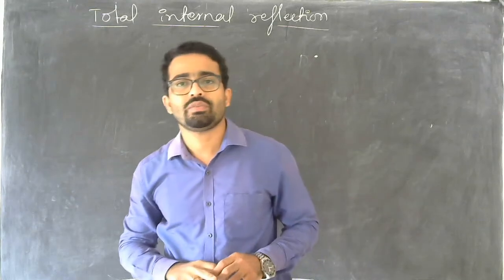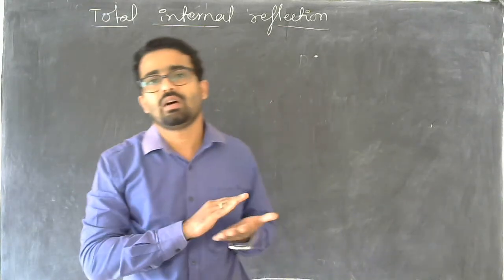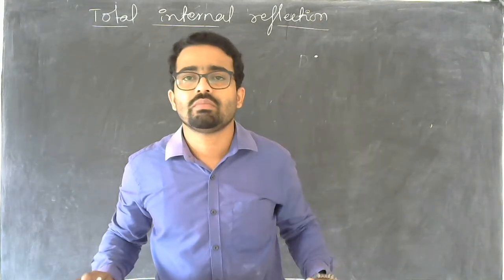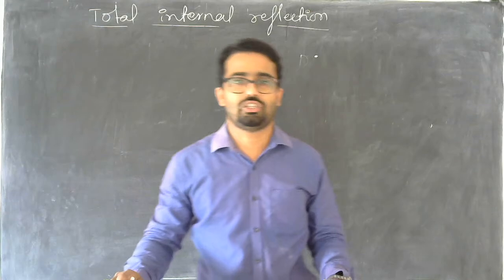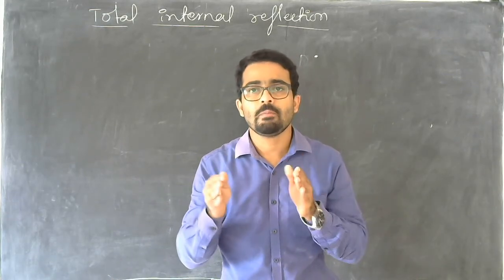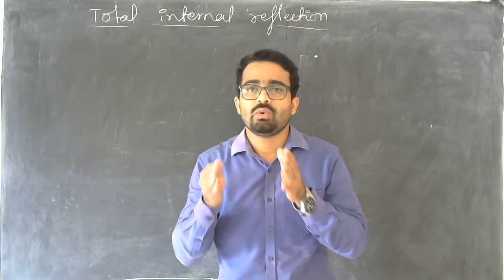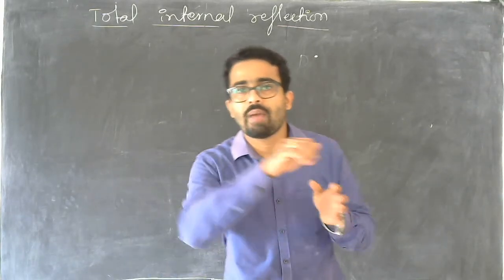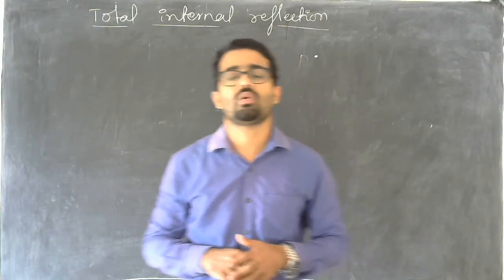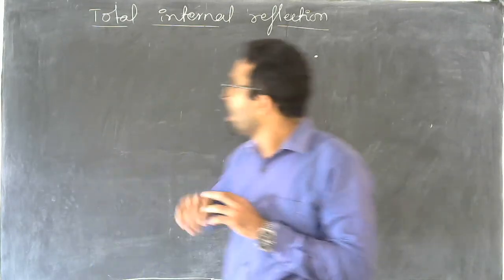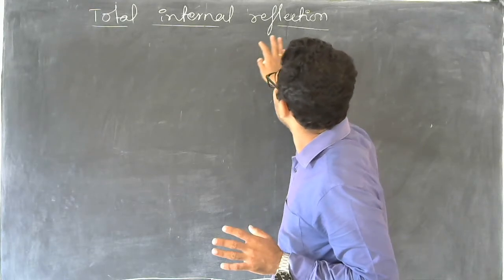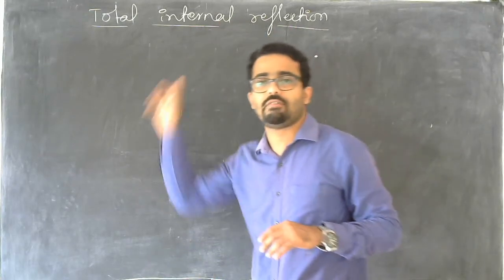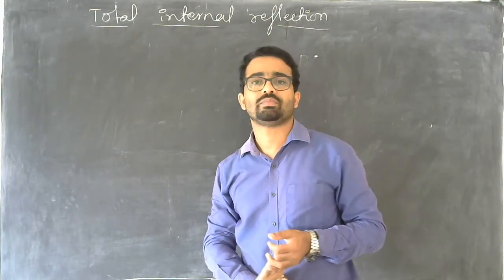Reflection means when a ray of light strikes a medium, the light will come back to the same medium. That is known as reflection. As an example, if we incident a ray of light on a mirror, light will come back, and that process is called reflection. And here, the other word included is total. This reflection is one total.